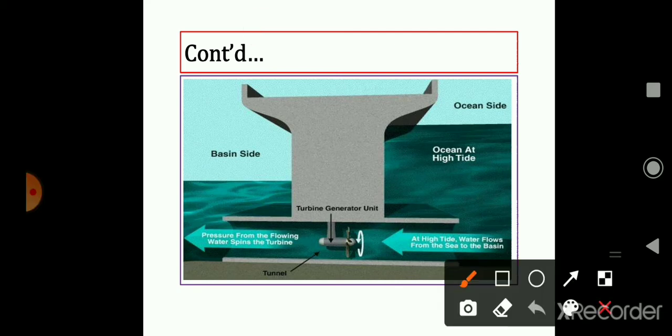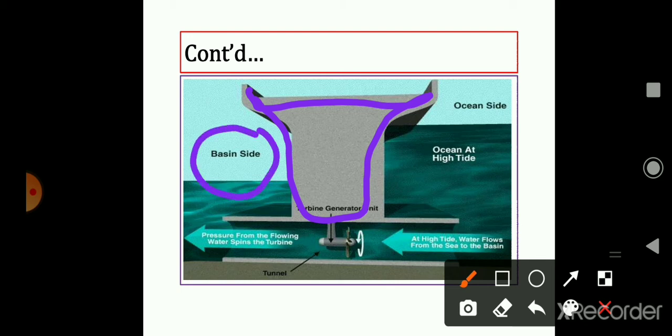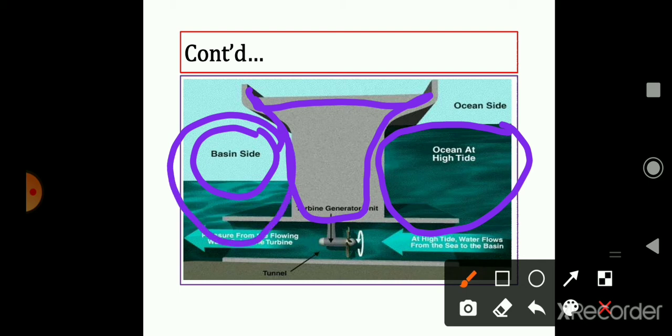In this diagram we have to construct one basin. At one end is the ocean, at the other end is the basin. Inside the basin we have to construct a turbine generator set. Whenever tides occur, the water flows through this canal. While in this process, whenever water touches the turbine, the turbine starts rotating. When the turbine rotates, automatically the generator also rotates and generates electrical energy.